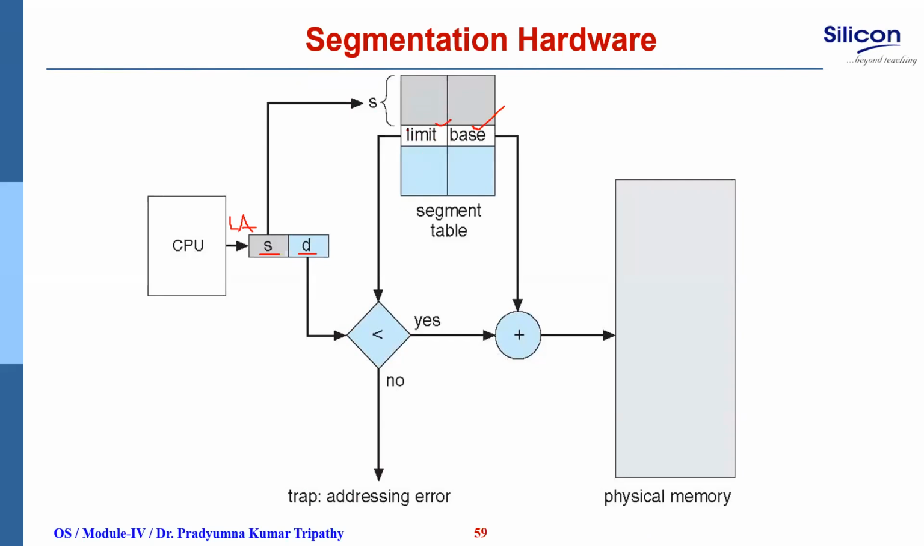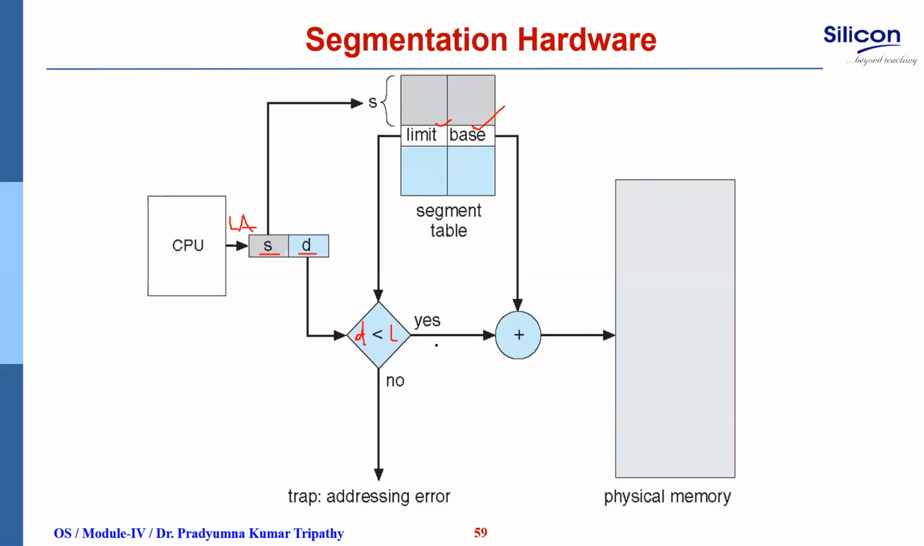Correct? So it will check whether it is less than this limit or not, because it should not generate an address beyond the limit. If the limit is 100, then the displacement must be less than that limit. So this displacement is compared with this limit. Is that clear? Displacement compared with this limit.